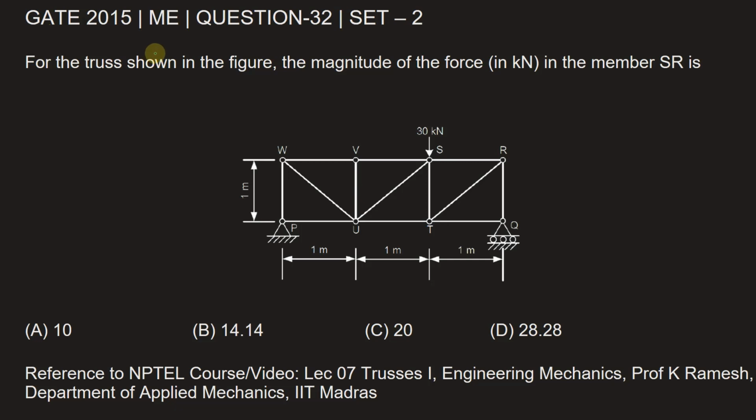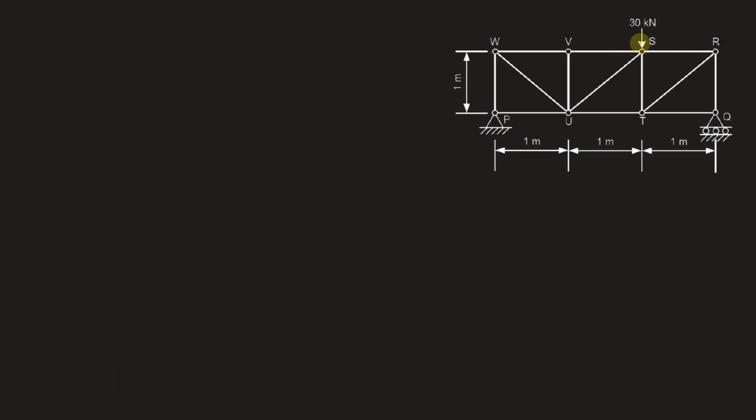This question is from GATE 2015 Mechanical Engineering paper, set 2, question number 32. For the truss shown in the figure, the magnitude of force in kilonewton in the member SR is. Now here we have to find the force in member SR.